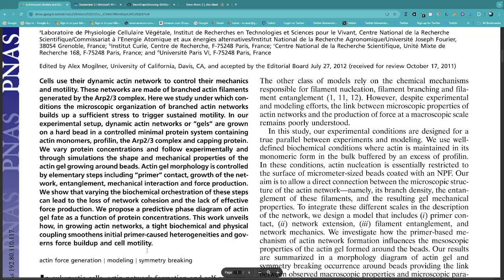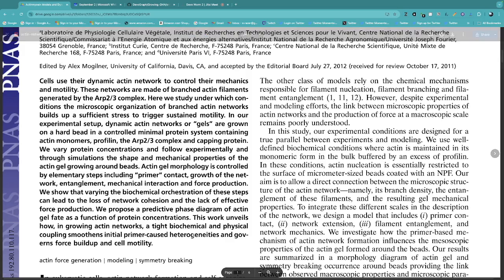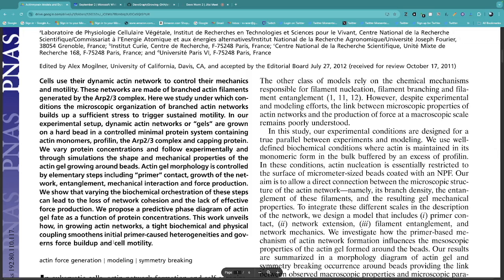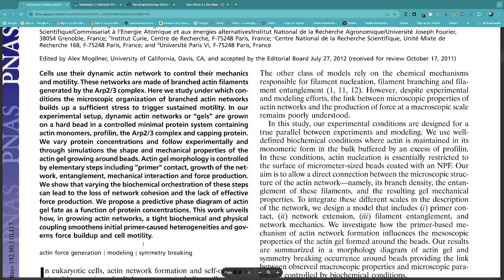So we're looking at these properties of the network. There's this tight coupling. We have these heterogeneities that are smoothed over, and then we get this force buildup that can result in some sort of force production that is nonlinear. So this is an interesting kind of approach to modeling this using a minimal system.